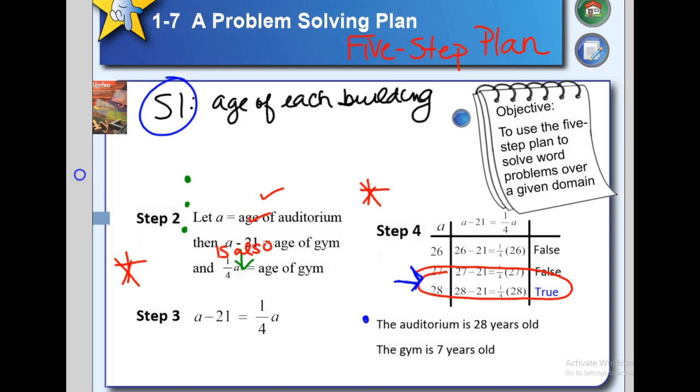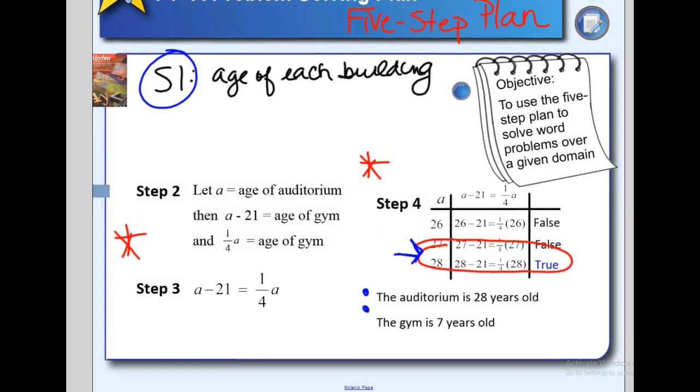Well, that's the auditorium. What's the age of the gym? Well, we're going to have to go back over here to our let statements, and basically, let me get rid of some of the work here, okay? Basically, you can put it into either equation, and I would do the subtraction one. Seems to be a little bit easier. So 28 minus 21 is 7. And so that is my answer. So make sure you've answered the question.